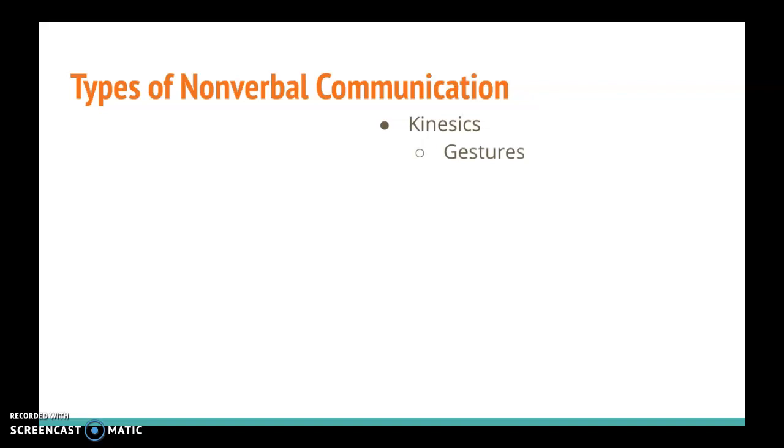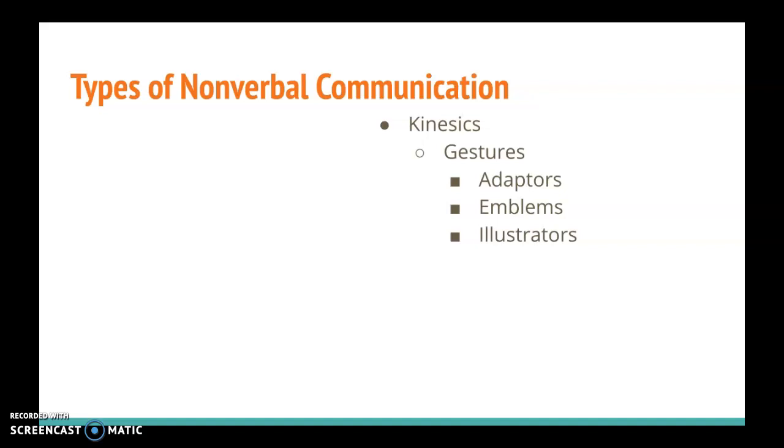Gestures are those hand and arm movements that we use on a regular basis whenever we are talking. And there are generally three different types of gestures that we use. We have adapters, emblems, and illustrators. Adapters are touching behaviors and movements that indicate the internal state of the speaker, and it's typically related to some kind of anxiety or uneasiness, or nervousness.